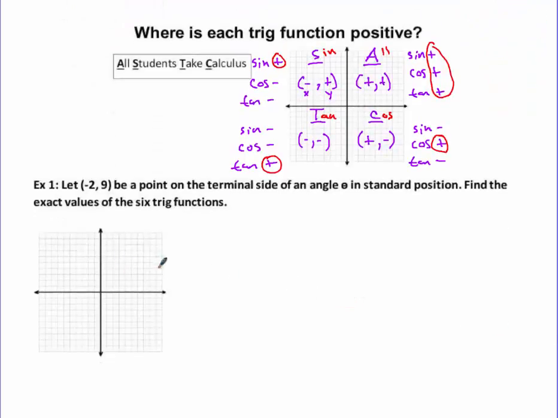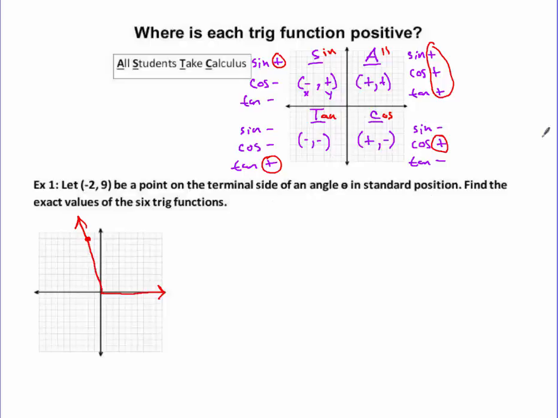All right, so here's a quick example. Let (-2, 9) be a point on the terminal side of an angle theta in standard position. Standard position means here's an angle, and that point is on the terminal side. Find the exact value of the 6 trig functions.